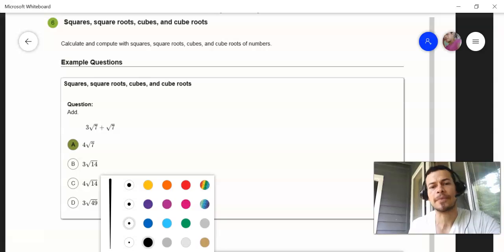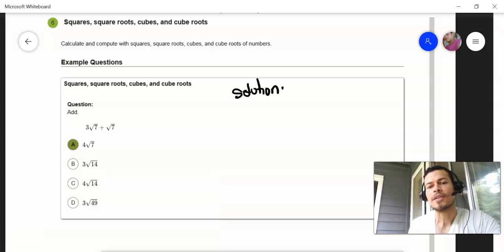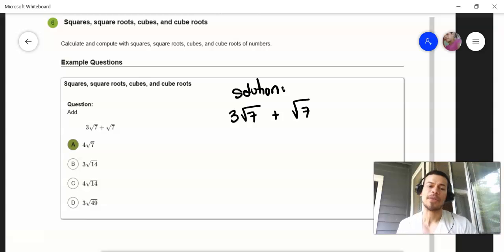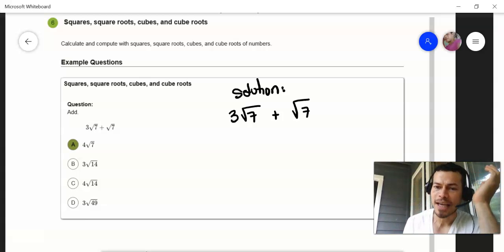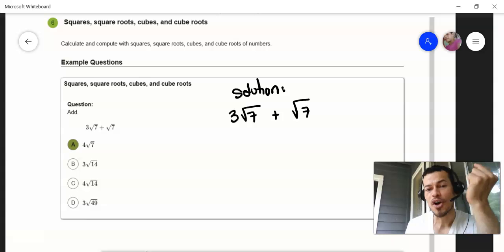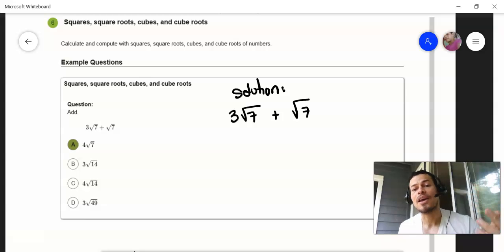So we have, let me write a solution here. Solution. So we got 3 square root of 7 plus square root of 7. Now, on the outside of this square root you have a 3, so you have 3 times the square root of 7. On this side here, you don't see any number. When you don't see any number, that means that there is a 1 there that you cannot see, because in math, we don't write the 1 when it's multiplying. We just assume that it's 1, okay? So even when you don't see it, you know now that it's a 1.